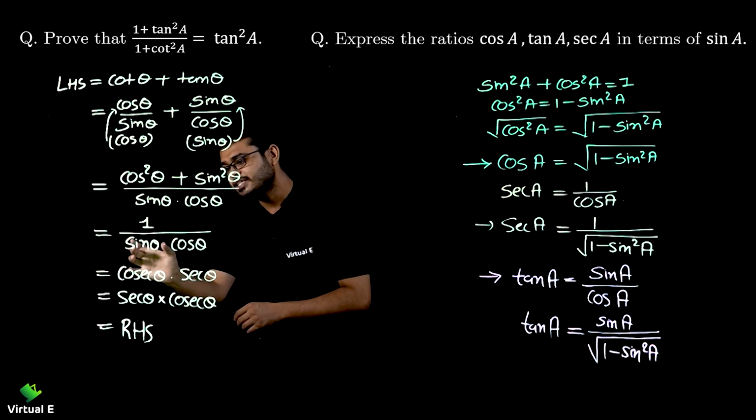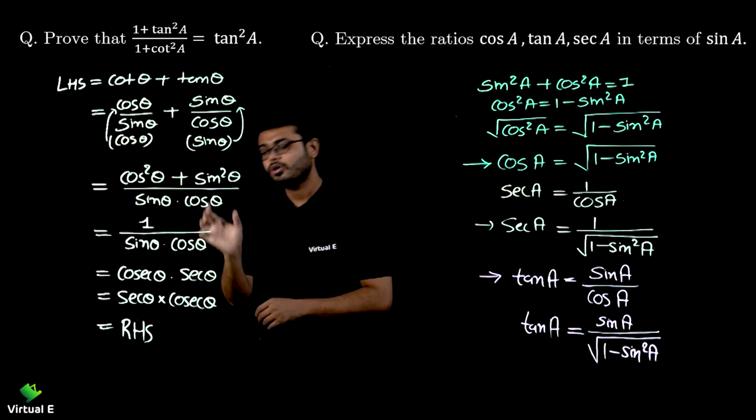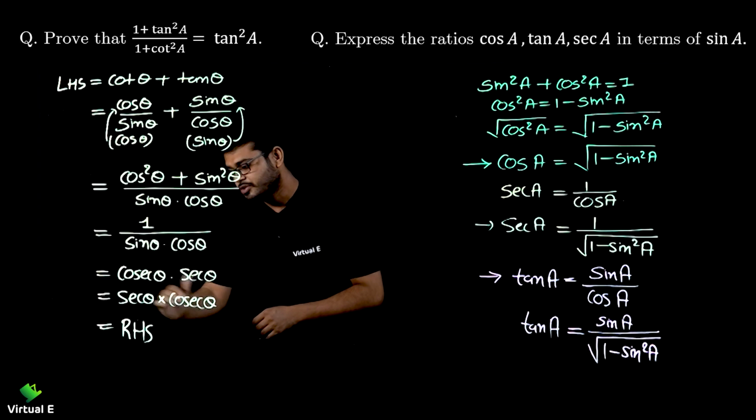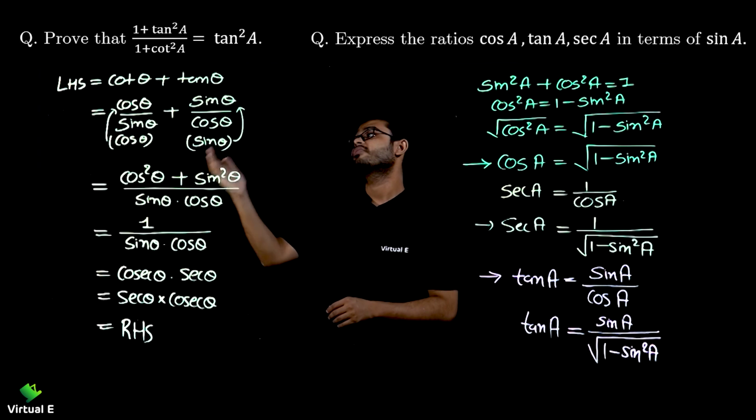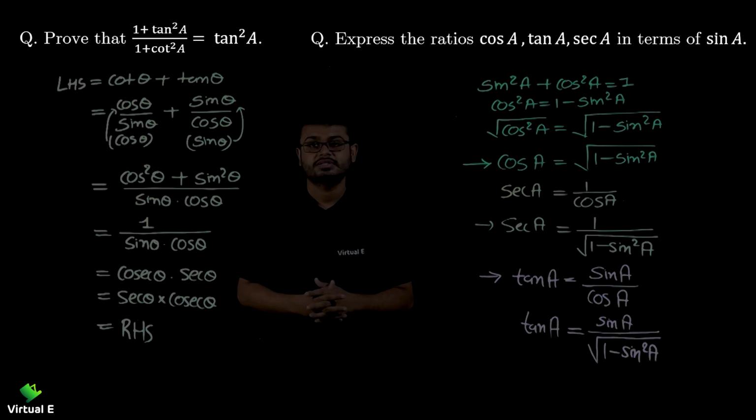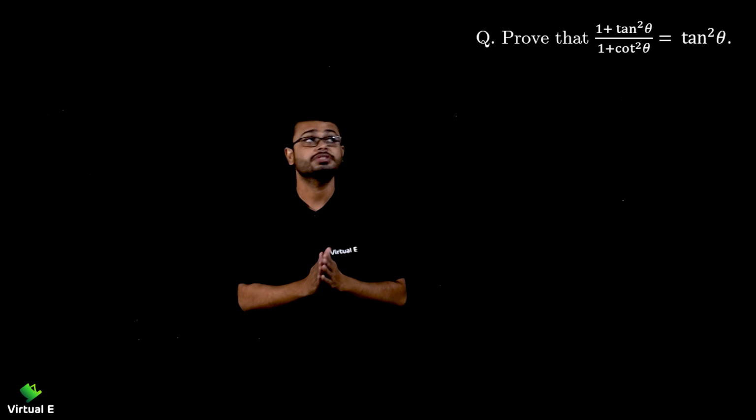So replace with 1. Denominator sine theta and cos theta. So 1 upon sine theta is what? Cosec theta. 1 upon cos theta is what? Sec theta. So arrange it, and you can say we have proved LHS is equal to RHS. Let's discuss 3 more questions.